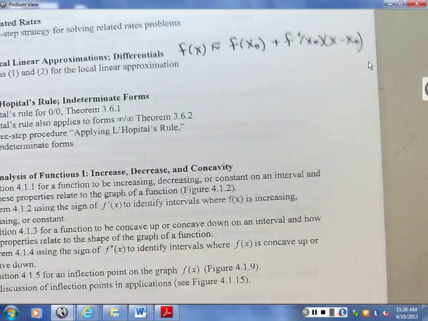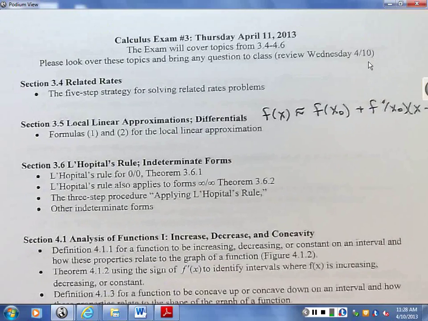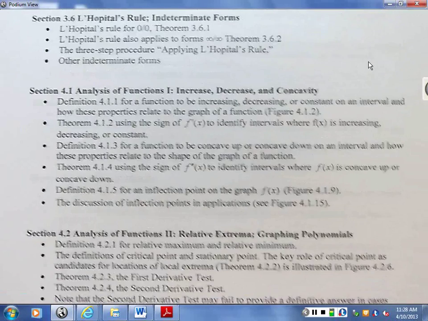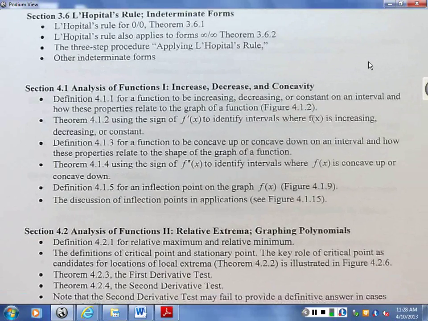So those three things are going to show up on the exam. You're going to have to do a related rates problem. You're going to have to do a L'Hopital's rule problem. You're going to have to do a local linear approximation problem. And then chapter 4 is not as broken up as chapter 3, which is this type of problem, this type of problem, this type of problem. Chapter 4, 4.1, 4.2, and 4.3 are all on graphing, and it's saying the same thing.